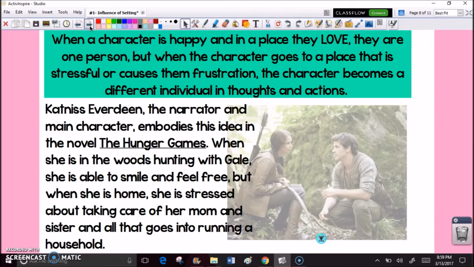When a character is happy and they're in a place that they love, they're one person. But then when the character goes to a place that's stressful or causes them frustration, that character becomes a different individual in their thoughts and actions.